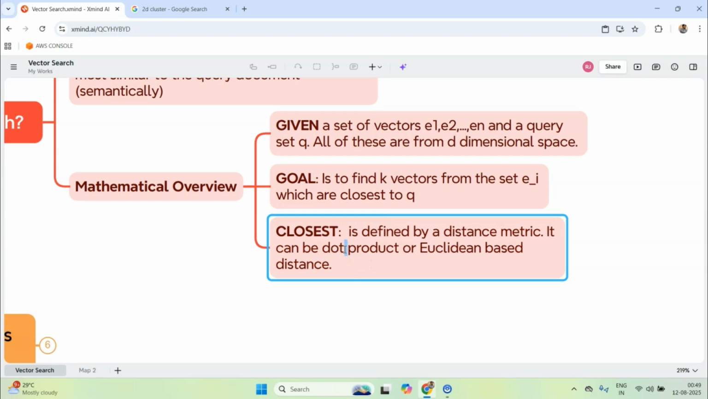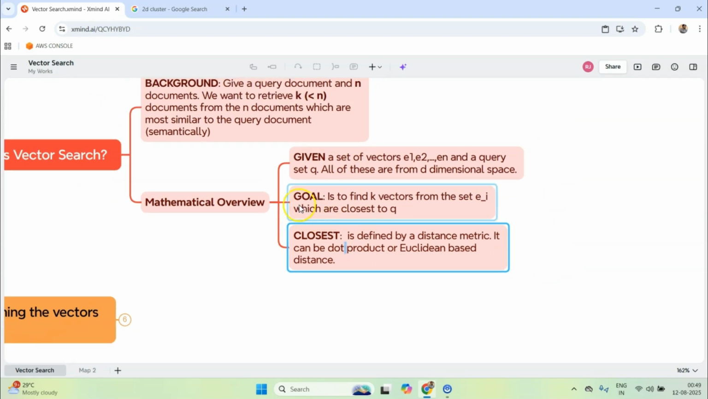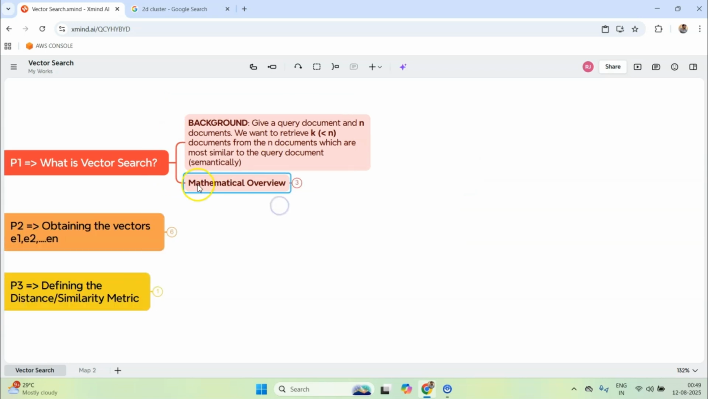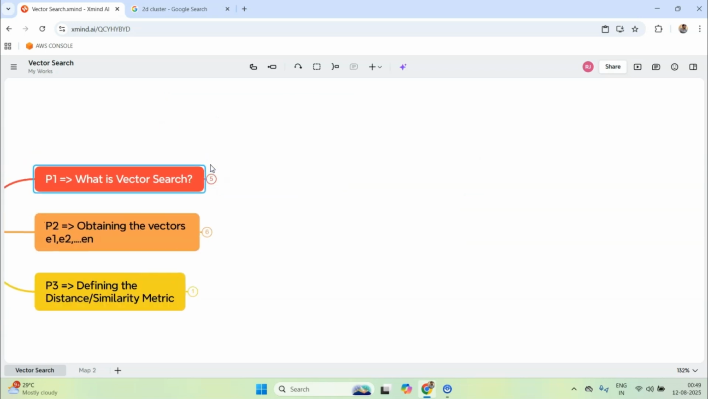I won't go deep into this, but this is just to give you a mathematical sense of how this raw problem that organizations face, retrieving similar documents, becomes a mathematical problem. What I have just done is represent it mathematically in terms of notations. Okay, now this was about vector search.